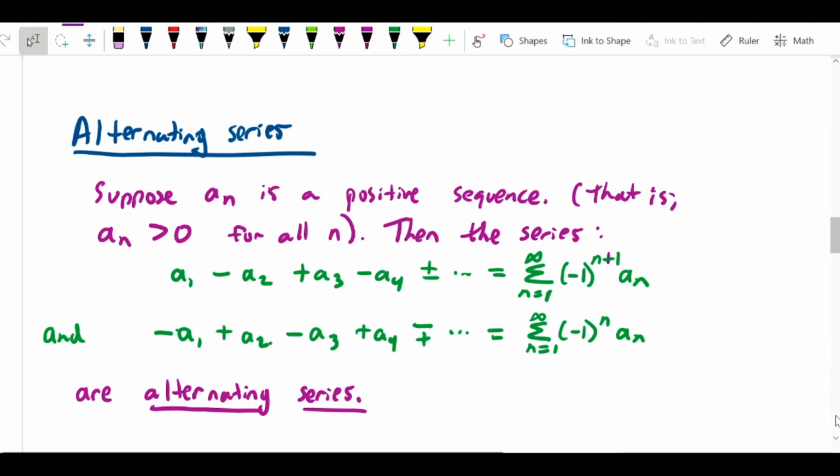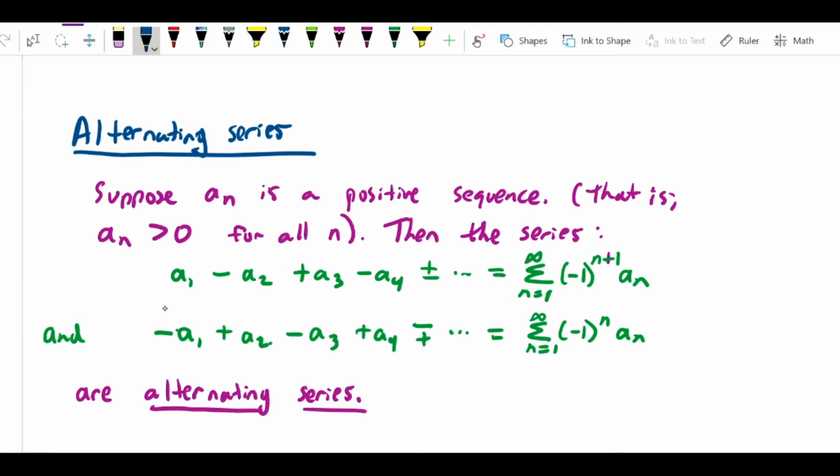We come now to the topic of alternating series. To define an alternating series, let's suppose that an is a positive sequence. In other words, all the terms in the sequence an are positive. If we make the terms flip back and forth between positive and negative, specifically in that pattern, positive, negative, or negative, positive, then we refer to the resulting series as an alternating series. I've put two examples of alternating series that you can form from the positive sequence an.